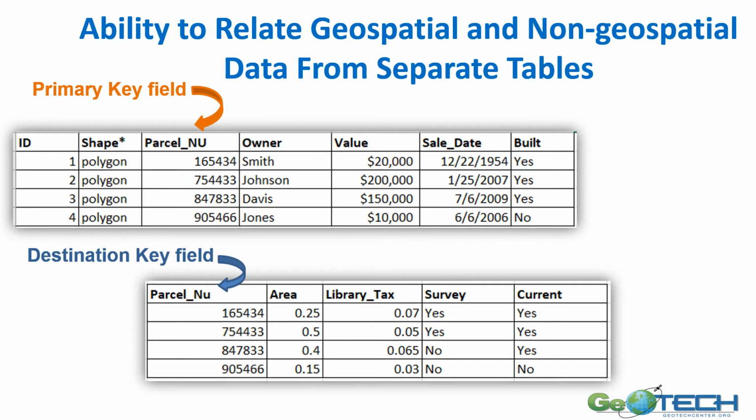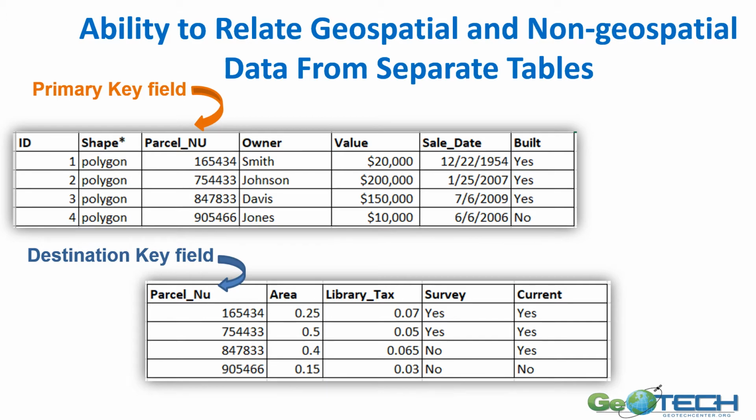We can, using a geospatial database, relate geospatial and non-geospatial data together. And here we have our upper table, which has locational information. It has that ID and the shape. And then we have a lower table, which doesn't have any geospatial data.